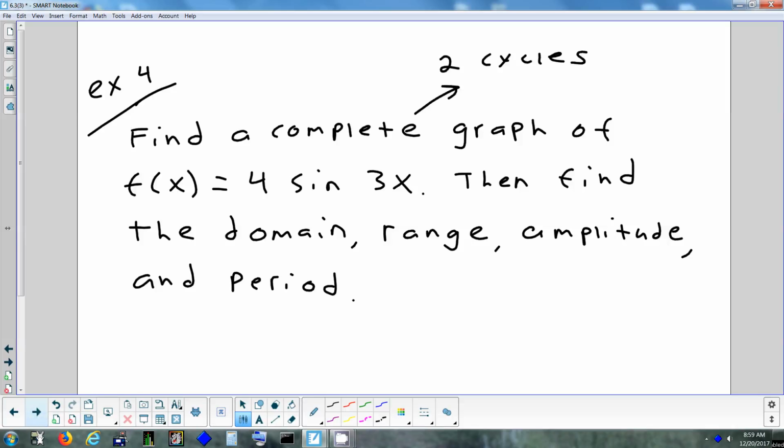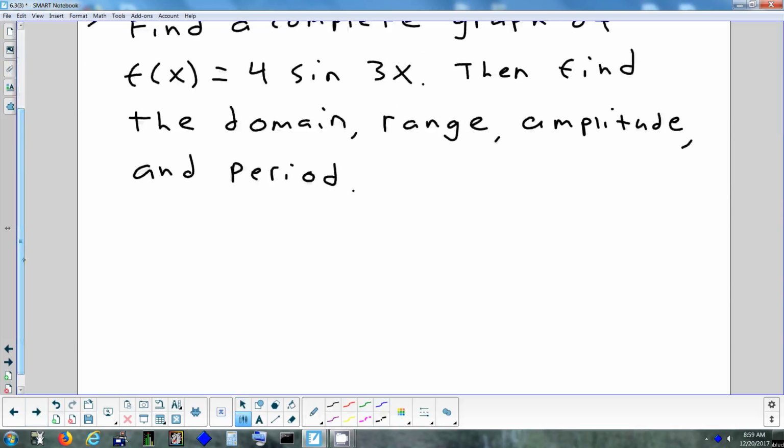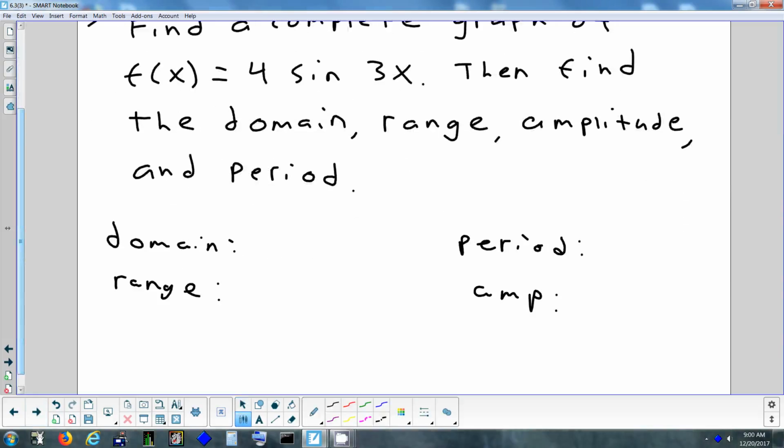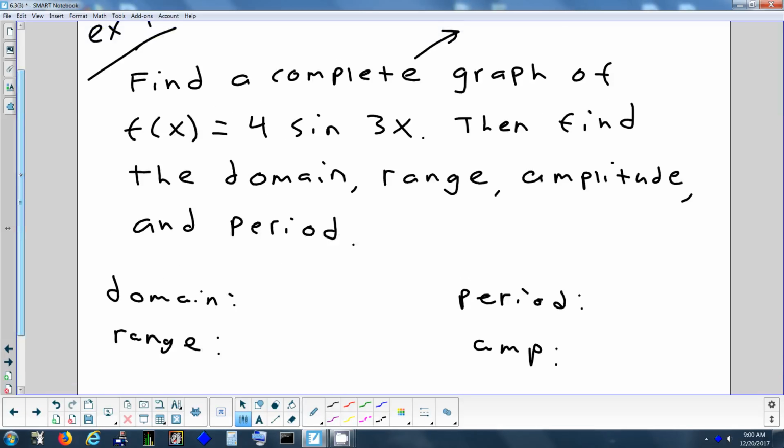I'm not saying a complete graph is always 2 cycles. A complete graph at a minimum is 1 cycle. But I would like to see 2 cycles. Okay, and they're asking us for 4 things: domain, range, period, amplitude. I think a lot of that we can find without even using the calculator. Is there any one of those 4 things that someone thinks they can tell me without using a graph?